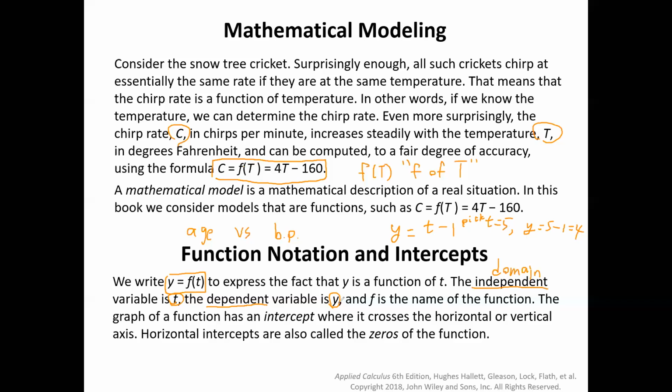Okay, let's look at the second part. The graph of a function has an intercept where it crosses the horizontal or vertical axis. Horizontal intercepts are also called the zeros of the function. Let me give you a quick graph: that's x, that's y, and we have a line going through it. When it crosses the horizontal axis, which is the x-axis, that's going to be your horizontal intercept, or the x-intercept. And when it crosses the vertical axis, that's going to be your y-intercept.